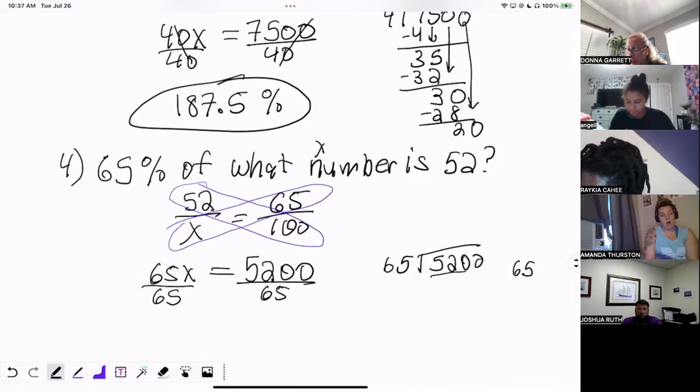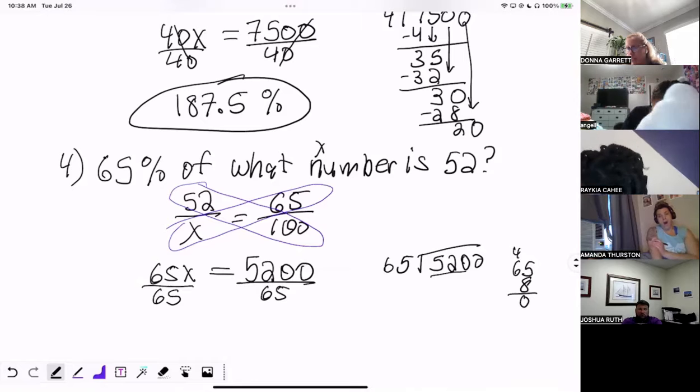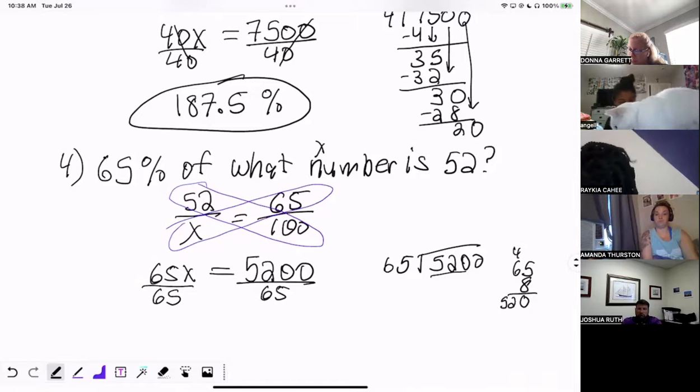8 times 6 is 48. Okay, let's try this one. I'm not sure. 8 times 5 is 40. 8 times 6 is 48. 49, 50, 51, 52. I just found it. That was just by mistake.